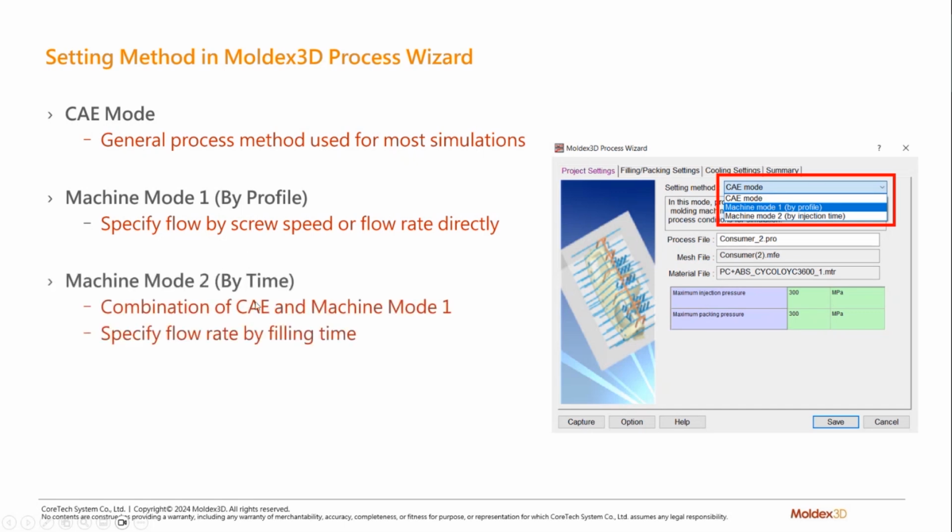And machine mode 2 is kind of a rare scenario where we'll be using it, and we'll quickly go over that in the next slide. It's a combination of CAE mode and machine mode 1, where you specify the flow rate using the filling time, which is kind of a rare occurrence, but that option is out there if somebody wants to use it.